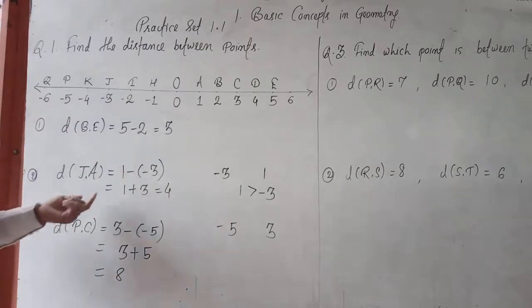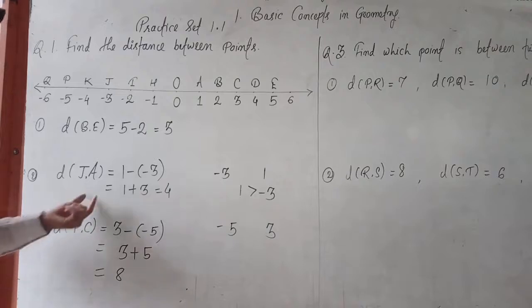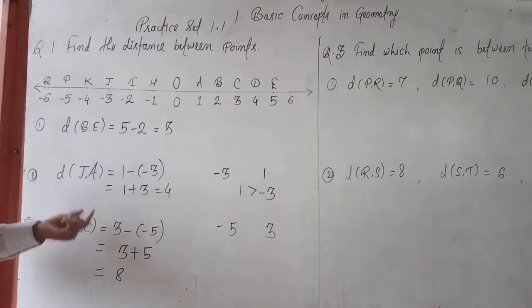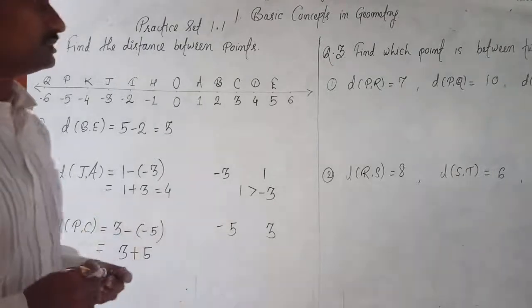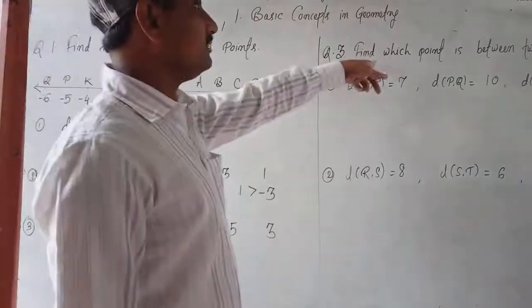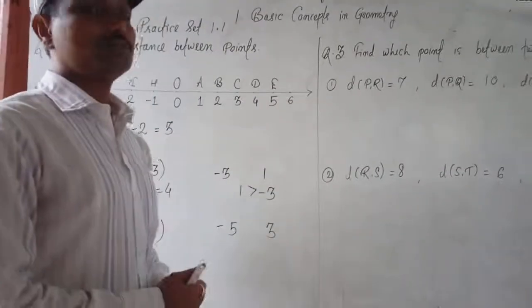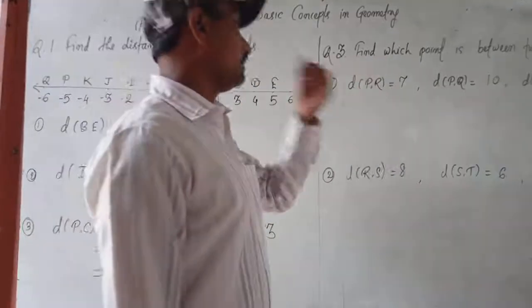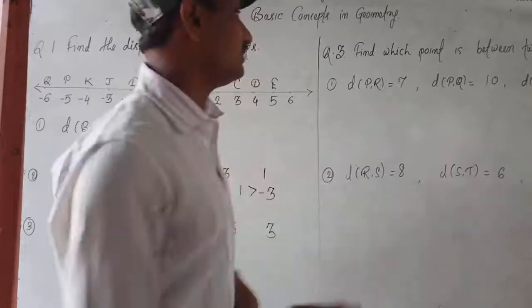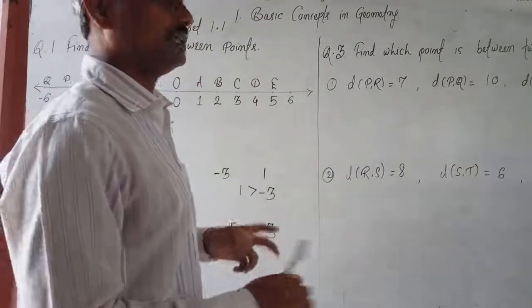So by this method we can find out the distance between any two points. Question number 2 of this practice set is just like question number 1, so you can easily solve it. Move to question number 3: find which point is between the two other points. By the formula we can find out which point is between the other two points.